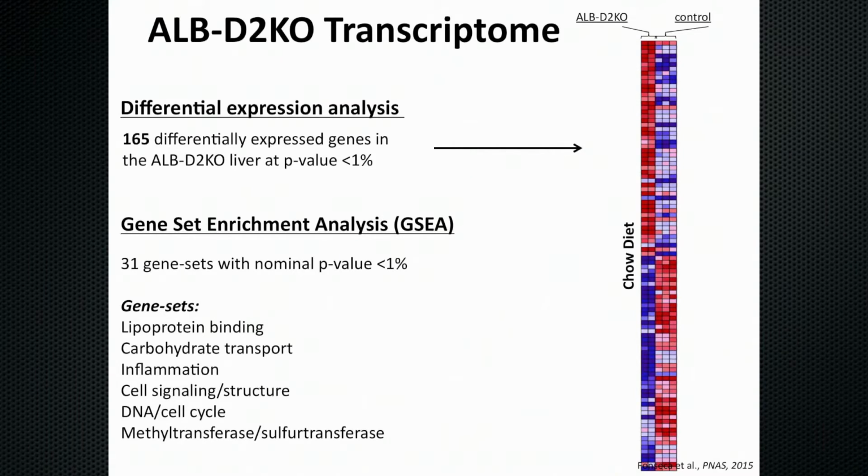And what we like to do when we're looking at microarray analysis is not only to consider those 165 genes separately, but to try to understand what kind of physiologic relevance they have together and try to put them under umbrellas so that we understand their relevance. So we use something called gene set enrichment analysis. The gene sets that were enriched in this analysis were related to lipoprotein binding, carbohydrate transport, inflammation, and methyltransferase sulfurtransferase.